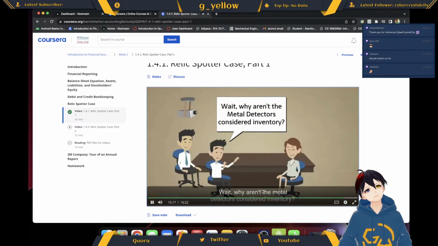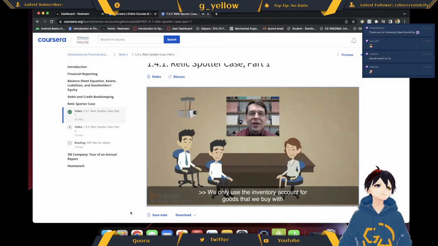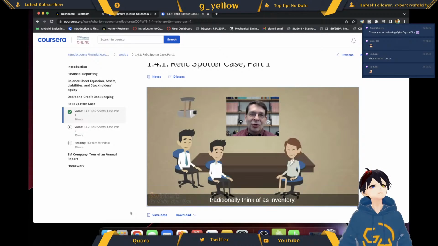Wait, why aren't the metal detectors considered inventory? I thought any merchandise that a company purchases is called inventory. We only use the inventory account for goods that we buy with the intention of selling as quickly as possible at a markup. We don't call them metal detectors inventory because we intend to keep them for 2 years and use them over and over again to generate rental revenues. So the metal detectors are more like a piece of equipment than what we would traditionally think of as inventory.